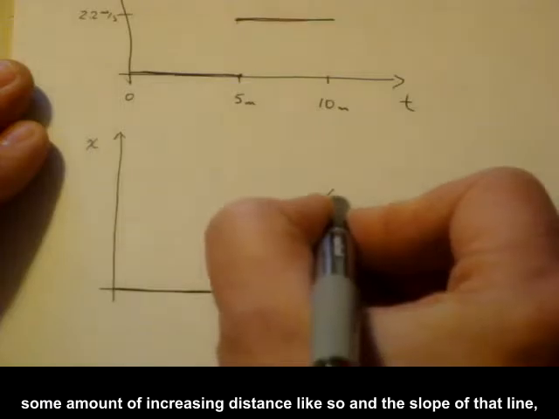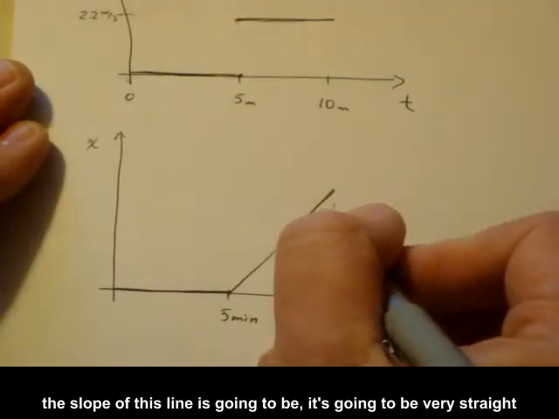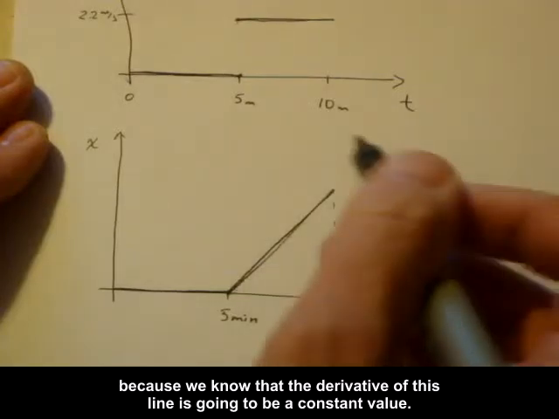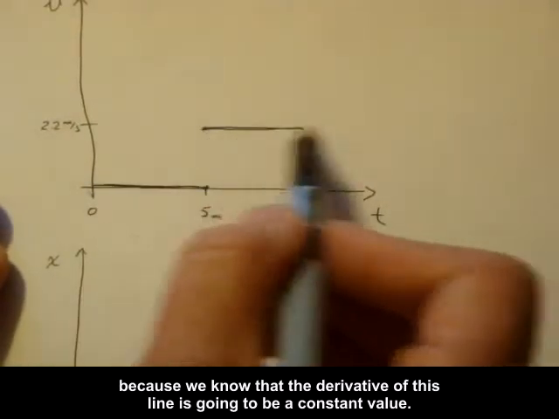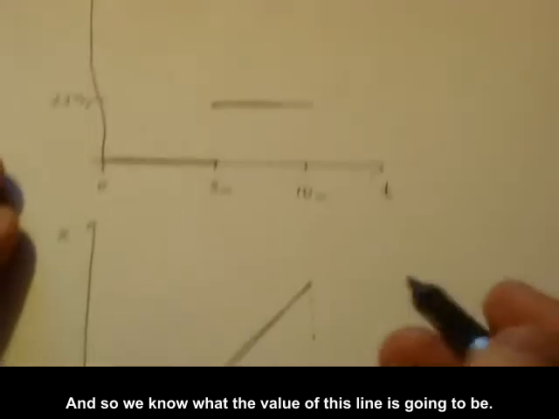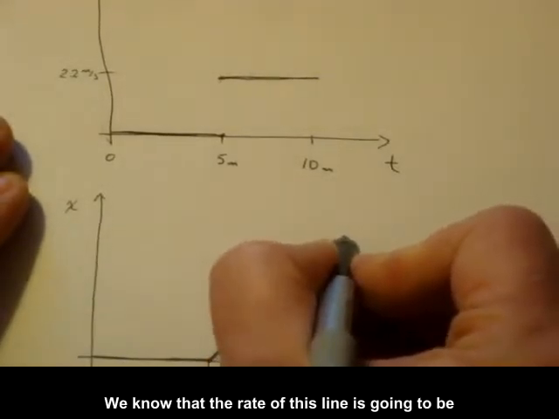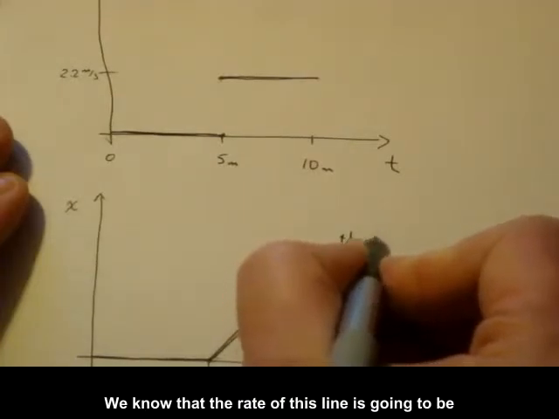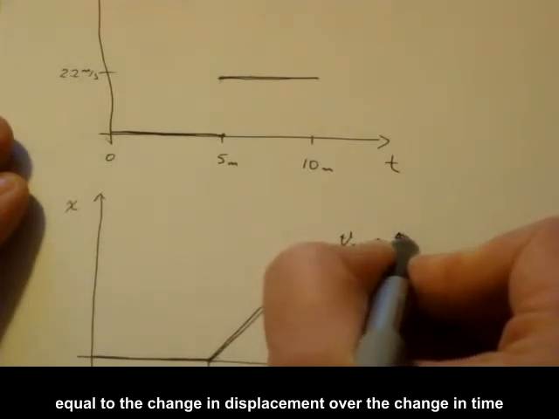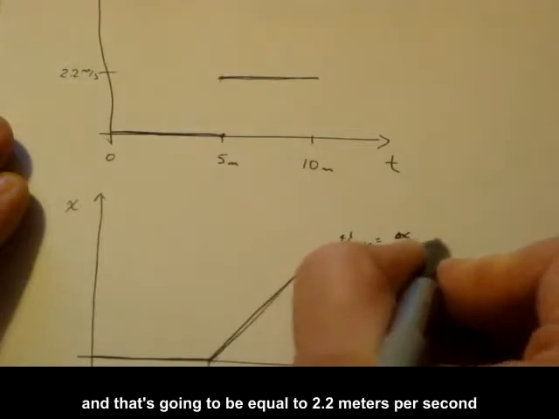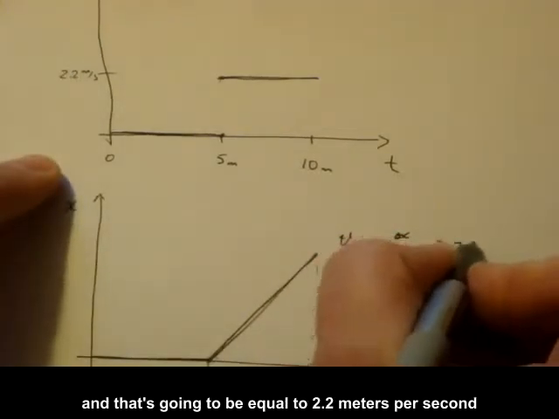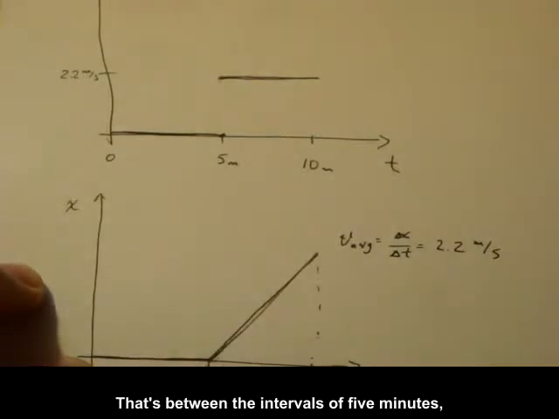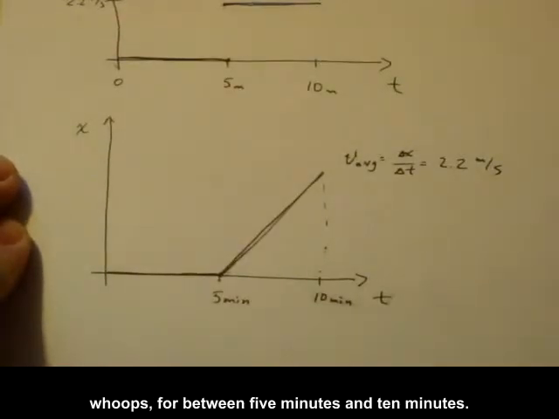The slope of this line is going to be very straight because we know that the derivative of this line is going to be a constant value. And so we know what the value of this line is going to be. We know that the rate of this line is going to be equal to the change in displacement over the change in time, and that's going to be equal to 2.2 meters per second, because that's what the problem told us. That's between 5 minutes and 10 minutes.